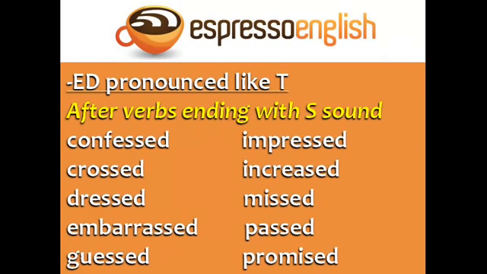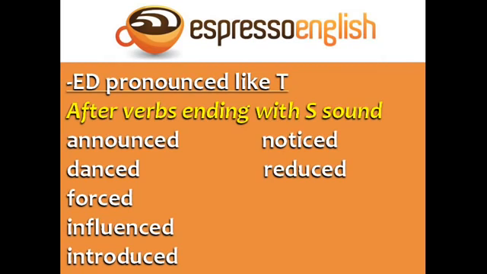ED is also pronounced like T after verbs ending with an S sound. Confessed, crossed, dressed, embarrassed, guessed, impressed, increased, missed, passed, promised. Remember that the letter C in English can also have an S sound.